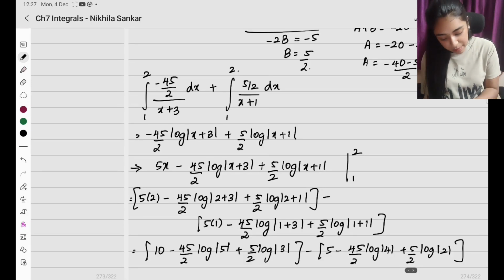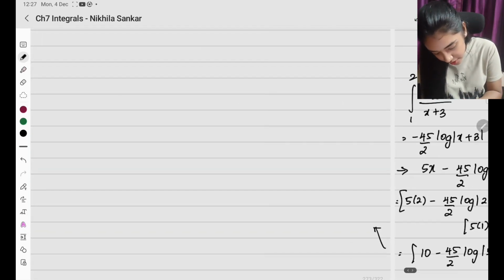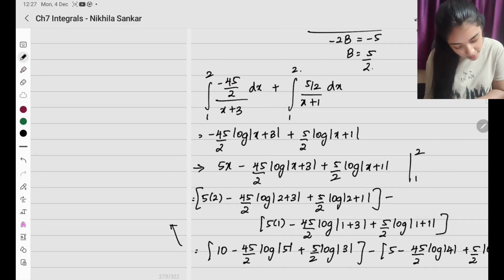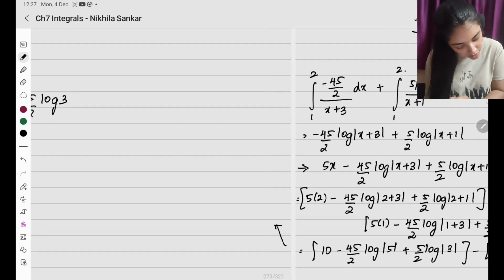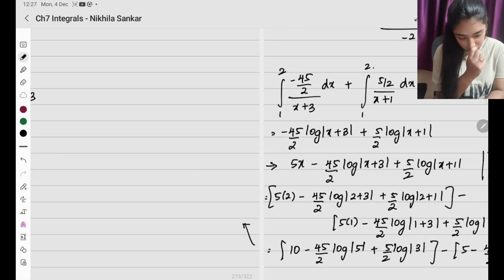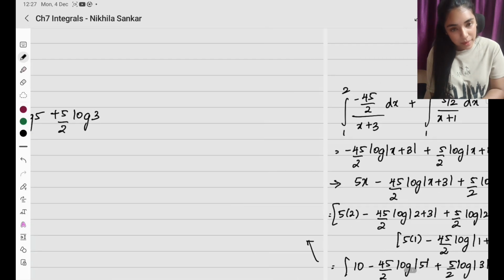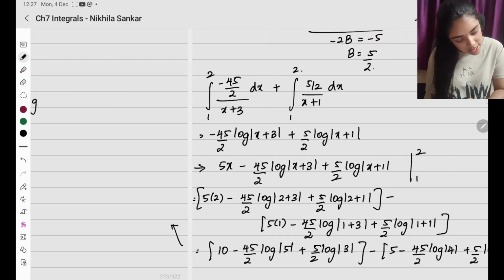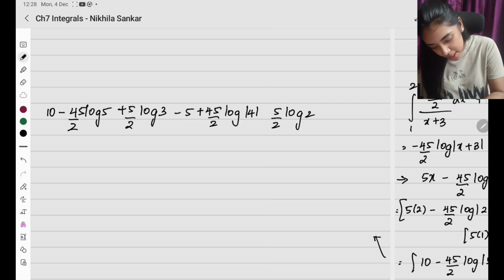So I have to further simplify. I'll write it over here. I have 10 minus 45 by 2 log 5 plus 5 by 2 log 3. Now, when I open the bracket, because of the minus, multiplying gives minus 5 plus 45 by 2 log mod 4 minus 5 by 2 log 2. The plus becomes a minus when I multiply it inside.